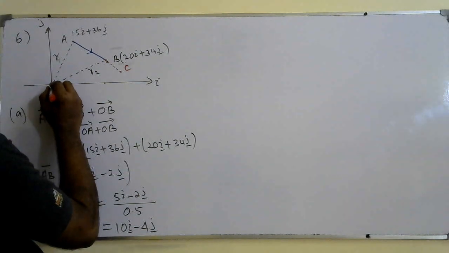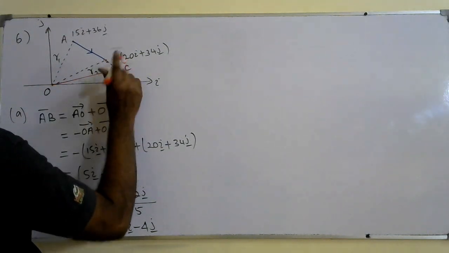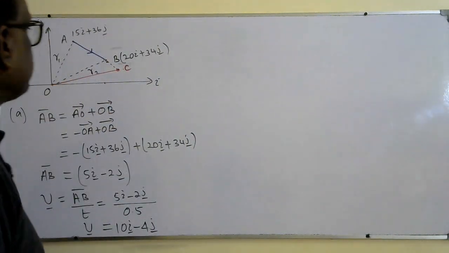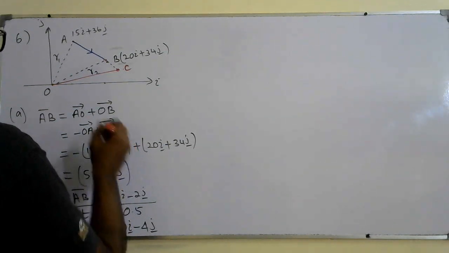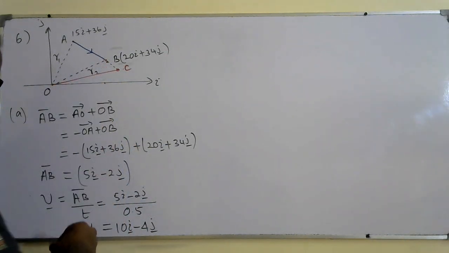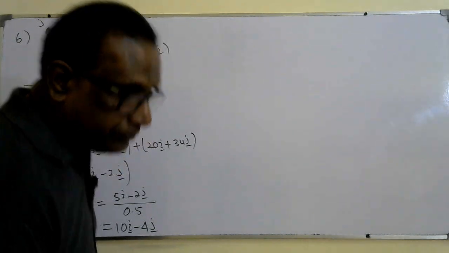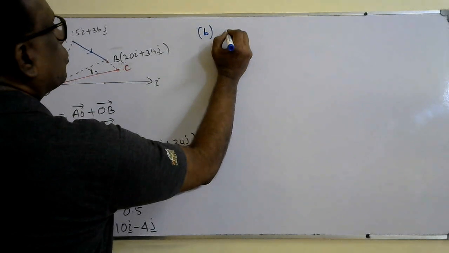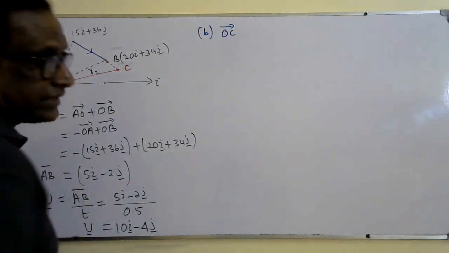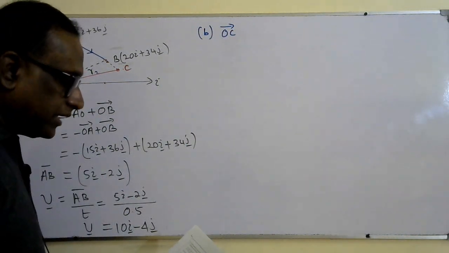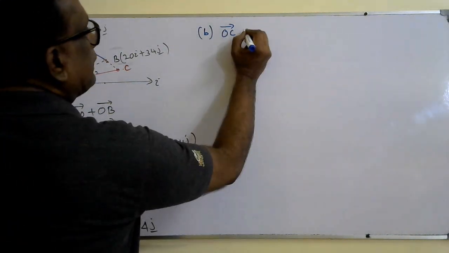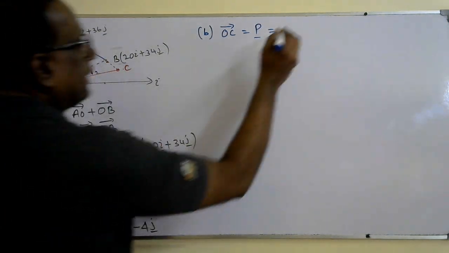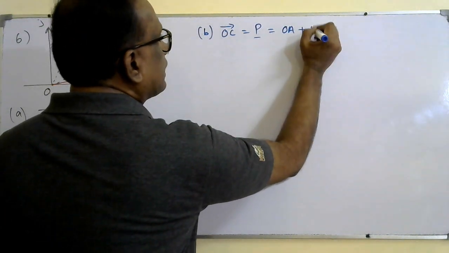So the question is, they asked to find the position vector at time T. Position vector at time T means we need to find OC. That's the B part. So OC I need to find. That's a position vector, and they are giving it the name position vector P, so I'll name it as P. Position vector OC is equal to OA plus AC.